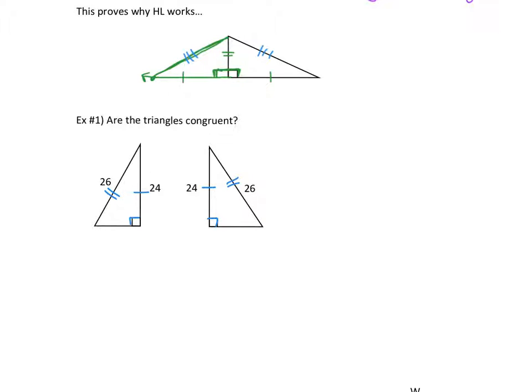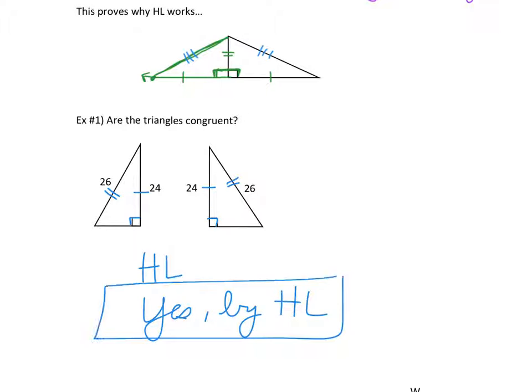So again, notice it looks like angle, side, side, but because we have a right angle, it's actually just HL. So we would say, are they congruent? Yes, by HL. Okay? Any questions on how HL works? Okay, then we're going to do a couple proofs with HL.